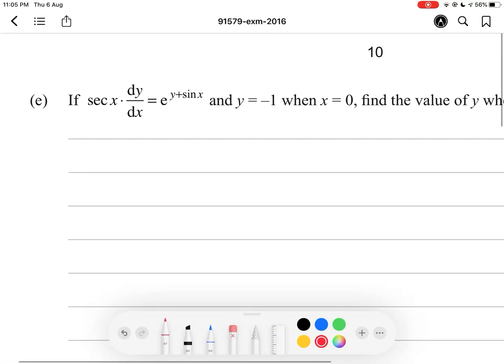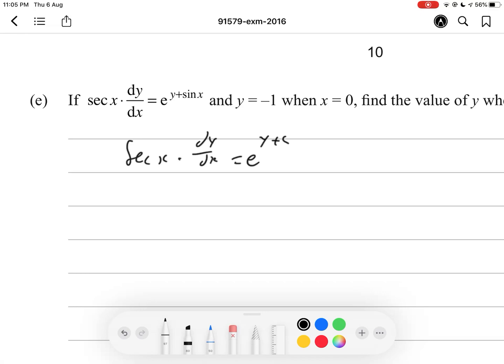So therefore, we'll just write down the question again. We have secant x times dy over dx equals e to the power of y plus sine x. Alright, so when we have something to the power of something plus something together, we can actually split it up and say it's multiplying. So we can rewrite this as secant x times dy over dx equals e to the power of y times e to the power of sine x. When you multiply the same base with powers, you add the powers. Likewise, you can split them up again.